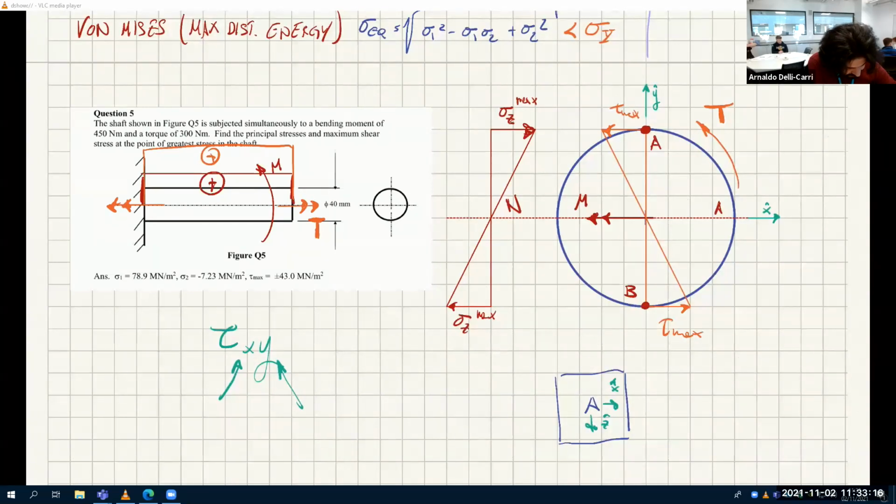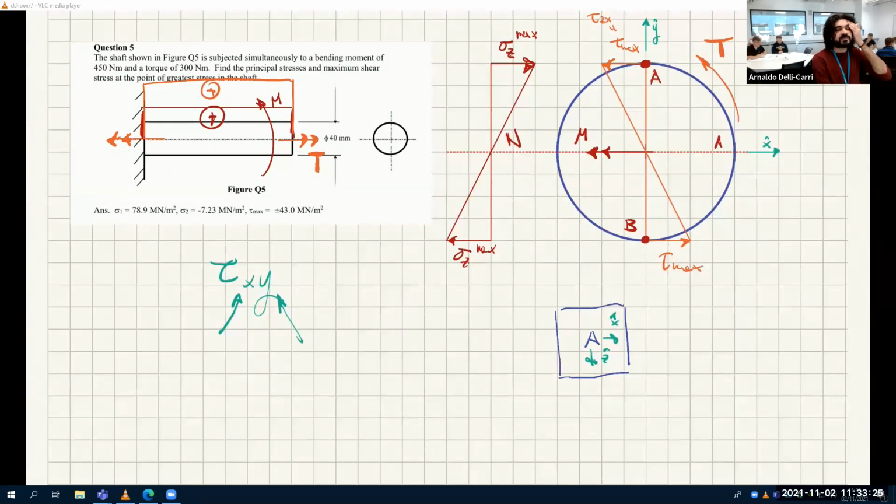So this tau max is tau zx, which is negative, as you can see, because it's on the face z, but it's opposite to x. So tau zx looks like this, on the z face, opposite to x. This is tau zx, and this one is the other tau, and this one is the other tau.